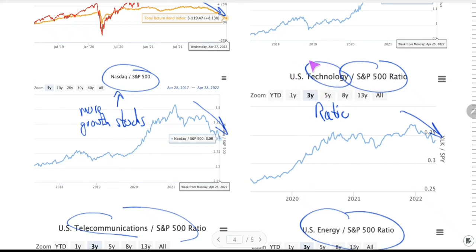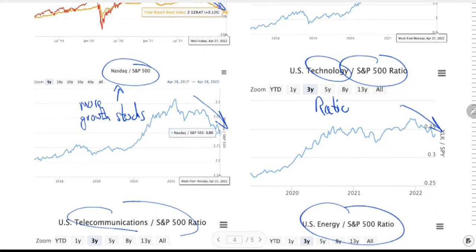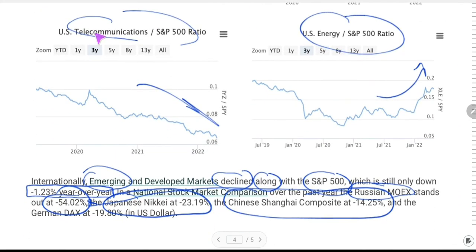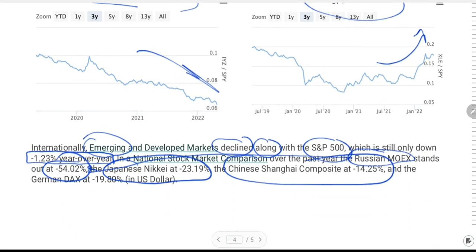We have here the ratio in between the technology and the SP 500. Technology is going down versus the SP 500, underperforming. Telecommunication also underperforming the SP 500. Energy outperforming the SP 500, because in an inflationary environment, the energy companies gain more revenues in general, so they outperform the market.